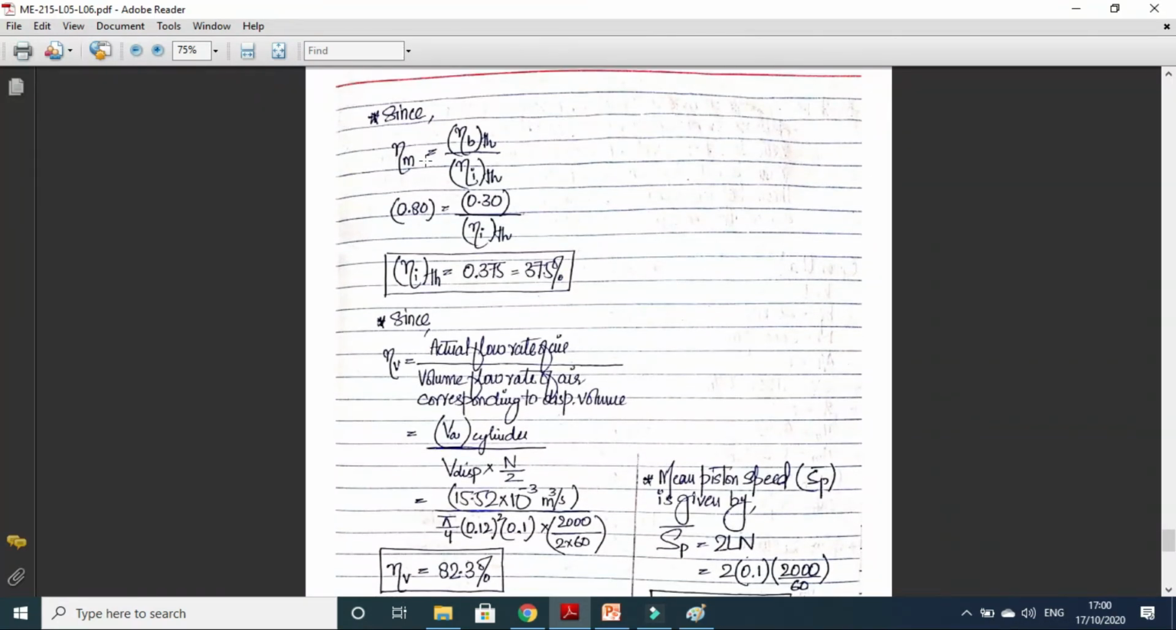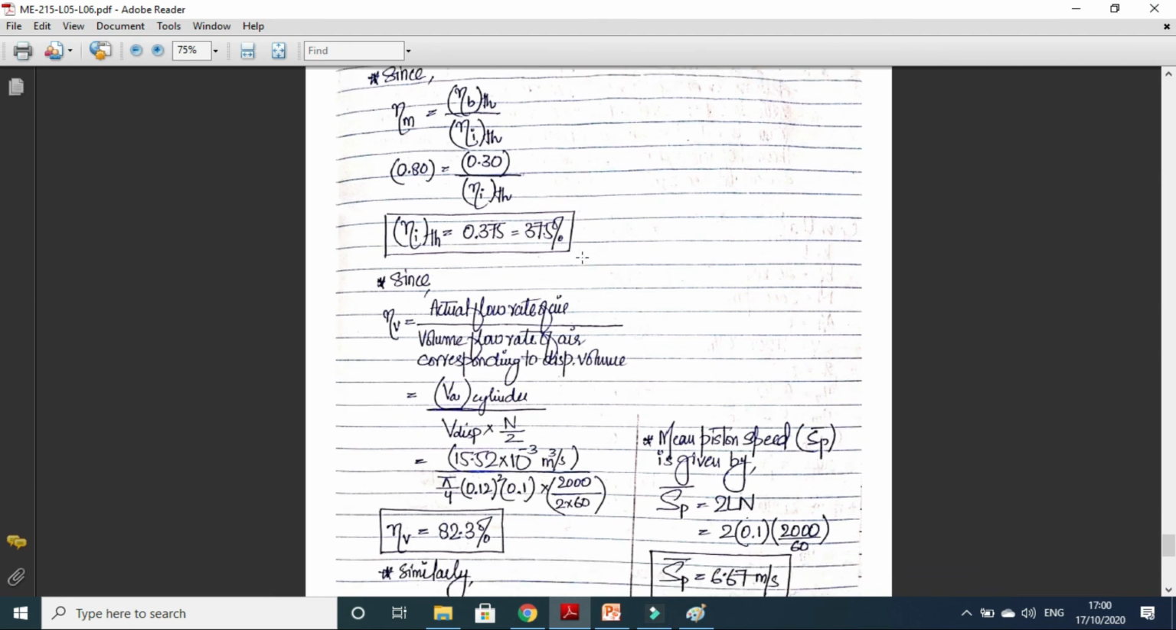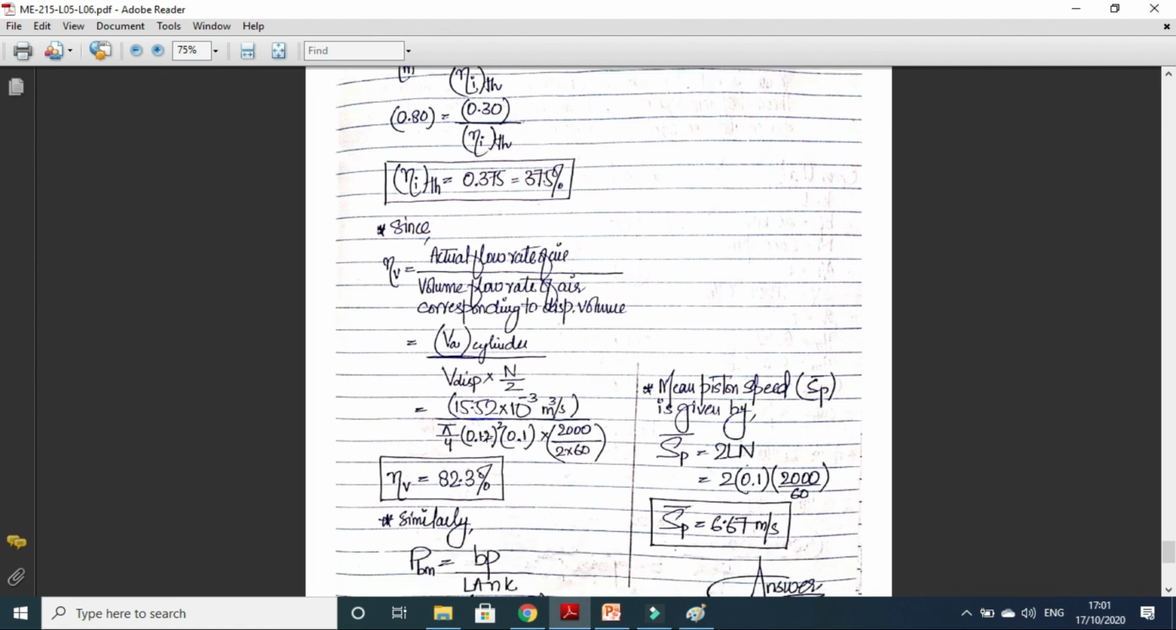We know the mechanical efficiency, we know the brake thermal efficiency, so we can find the indicated thermal efficiency. This was required, so we have calculated the indicated thermal efficiency. Now the actual volume of air is known. Displacement volume is also given, so we can find the volumetric efficiency, and here we have used n is equal to N by 2.